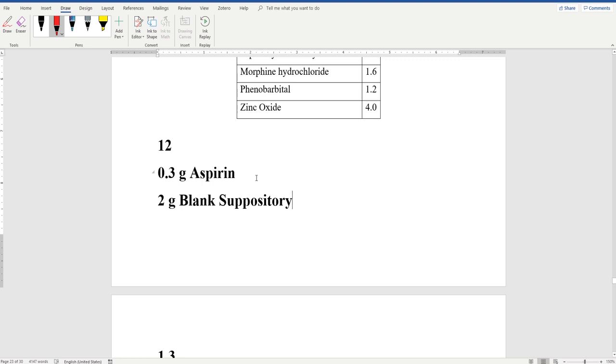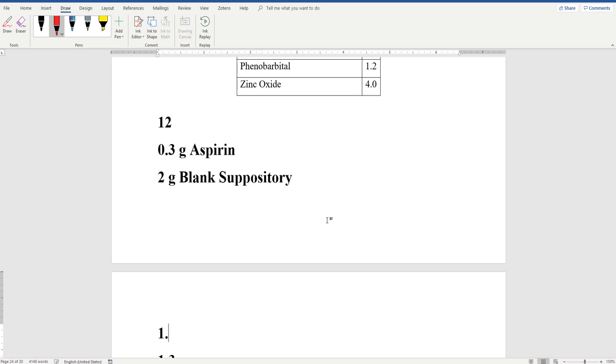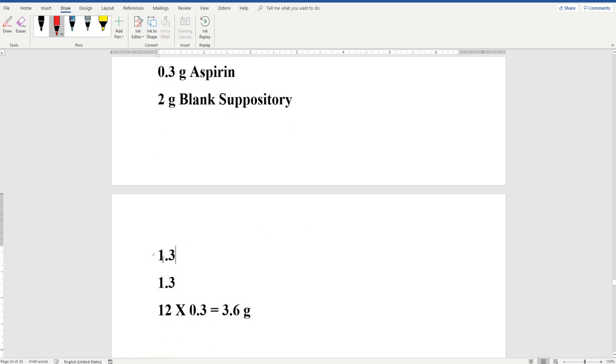So, how do I solve this problem? Well, with the density factor, 1.3, right? This is the density factor given. 1.3. What does 1.3 mean? It means, now look at how I translated. It means 1.3 gram of the drug will displace 1 gram from the base. So this is the base, and this is the drug.